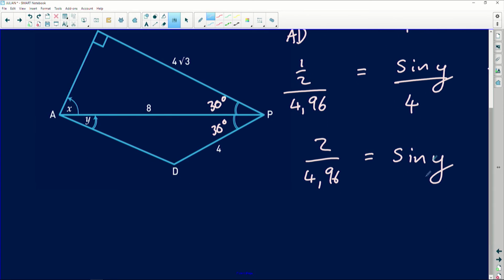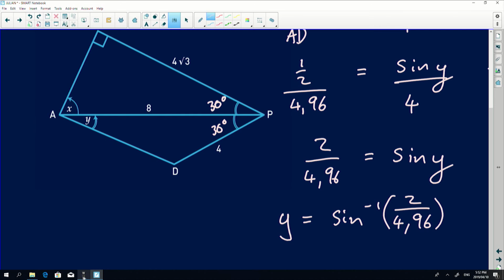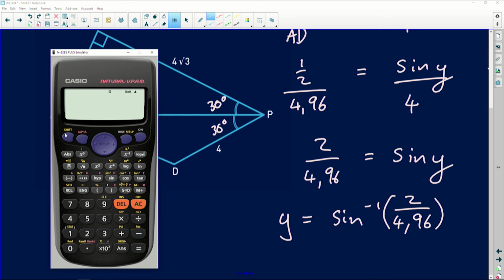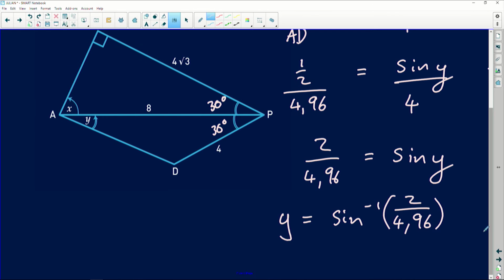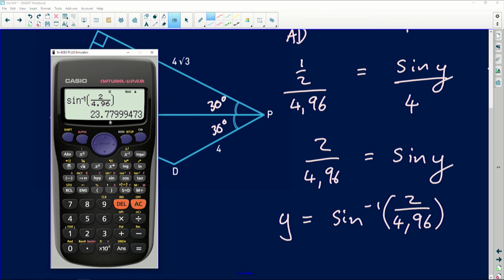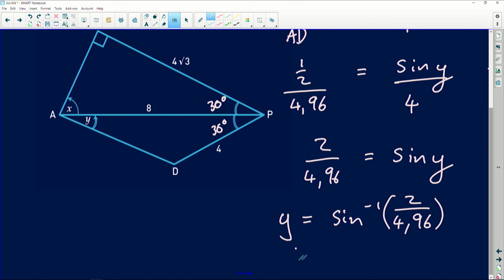So finding the value for y, we can just take arc sine. So we're going to say y is equal to sine to the -1 of this fraction, which is 2 divided by 4,96. We can just put this into our calculator, and that gives me an answer of 23,78 degrees. Okay, so y is equal to 23,78 degrees. Okay, and that's that.